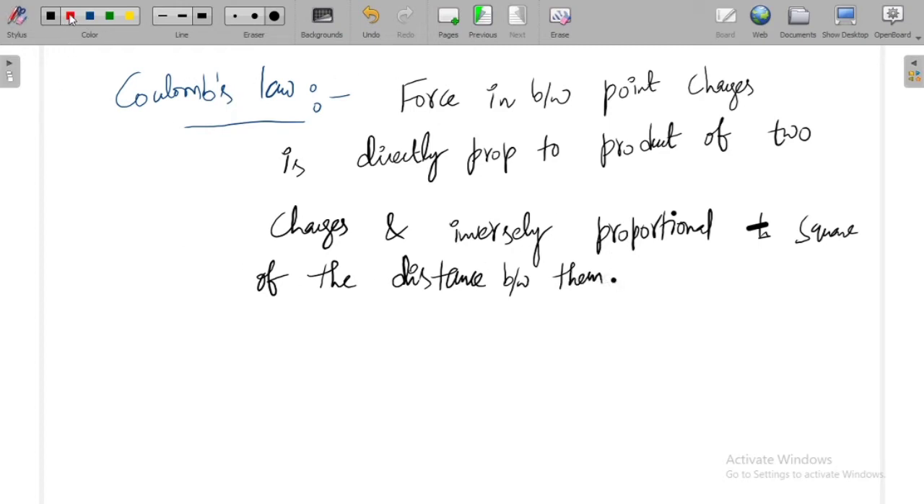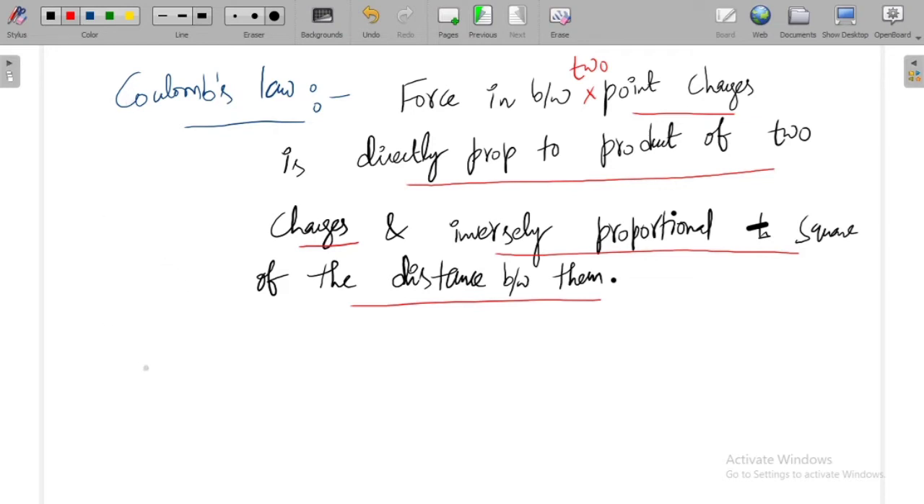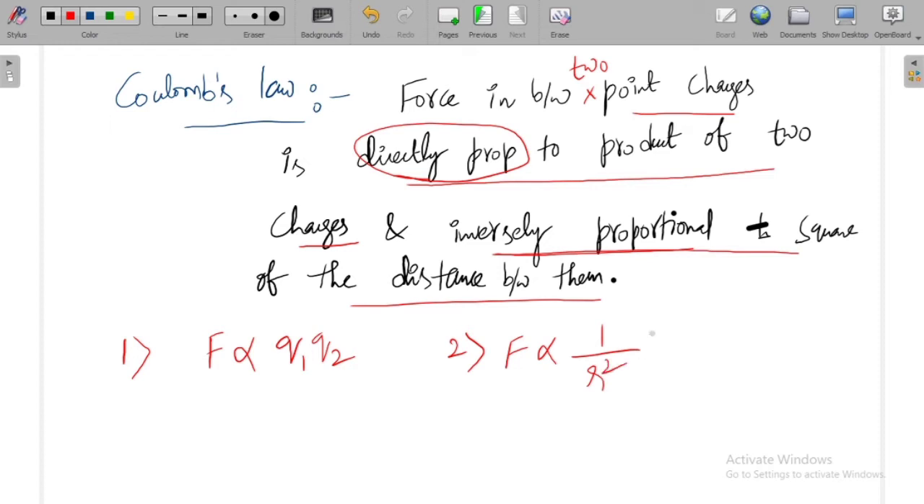I can divide this statement into two parts for easy understanding. The force between 2 point charges is directly proportional to the product of two charges and inversely proportional to the square of the distance between them. This is the statement of Coulomb's law. As the first part, the force is directly proportional to the product of the two charges, so it is directly proportional to Q1 into Q2. As the second part, it is inversely proportional to the square of the distance between them. Let us assume that R is the distance between them. In that case, the force is inversely proportional to the square of the distance.